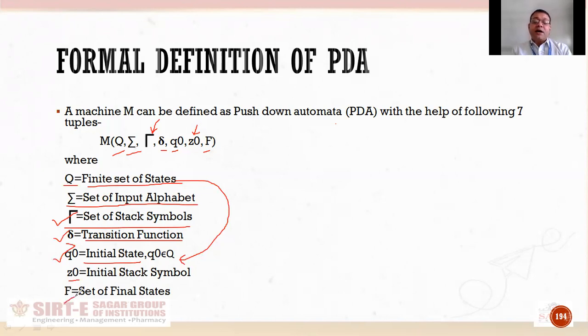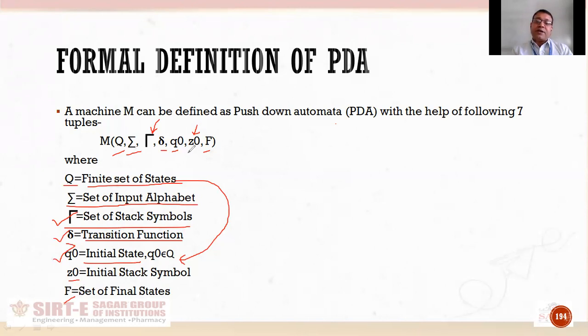And lastly, F, that is the set of final states. So as in finite state machine, you learned about F, that is final state. The same role is here also, that whenever we reach the final state, that means, if on reading the complete string we reach the final state, it is a valid string.